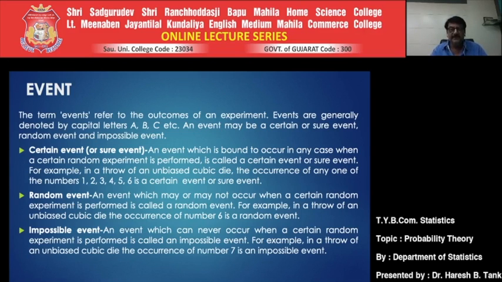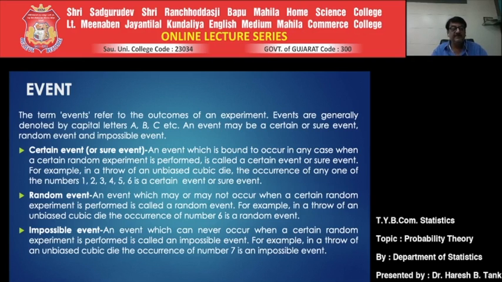For example, in a throw of an unbiased cubic die, the occurrence of number 6 is a random event. Naturally, throwing a dice is a random experiment. Getting a number 6 on the surface is a random event. So random experiment always generates random events.